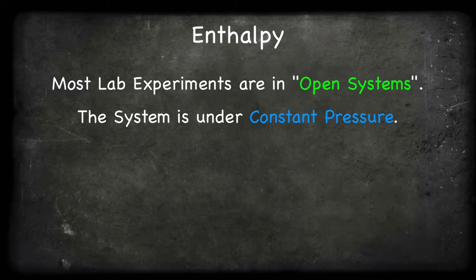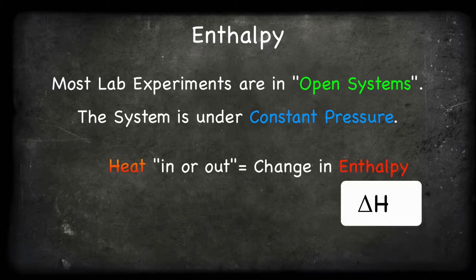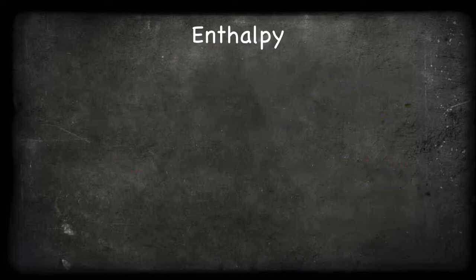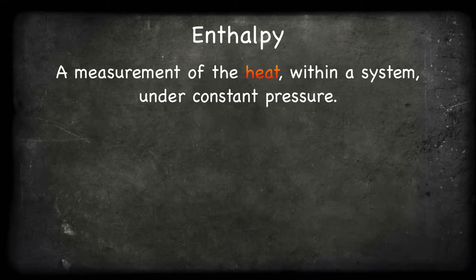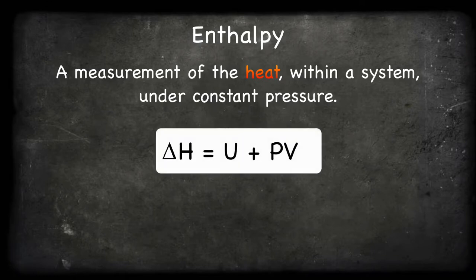The principle of conservation of energy requires that the amount of heat that is flowing must adjust itself to provide for the work done. So, the amount of heat taken in or released is equal to the change in enthalpy, represented by delta H. Enthalpy is a measurement of the heat within a system under constant pressure. The change in enthalpy equals the internal energy of the system plus the product of pressure and volume.